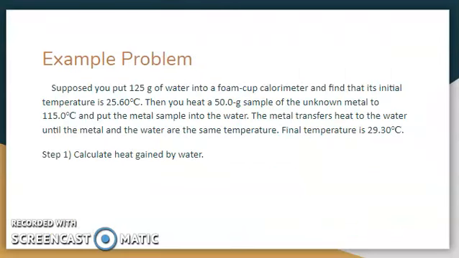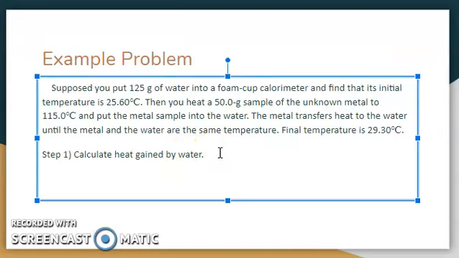So we're going to go back to this example scenario, and we are actually going to calculate the specific heat of this unknown metal. Suppose you put 125 grams of water in a foam cup calorimeter and find that its initial temperature is 25.6 degrees Celsius. Then you heat a 50-gram sample of the unknown metal to 115 degrees Celsius and put this metal sample into the water. The metal transfers heat to the water until the metal and the water are at the same temperature. The final temperature is 29.3 degrees Celsius. This follows the experimental procedure I was just talking about.